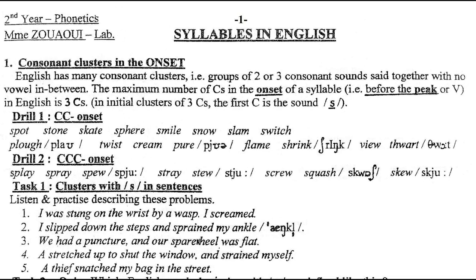Drill 1, CC onset. It means two consonants in the onset. I'm going to read the words for you and I will give you a pause to repeat after me. So I read and you repeat the words after me. We start.